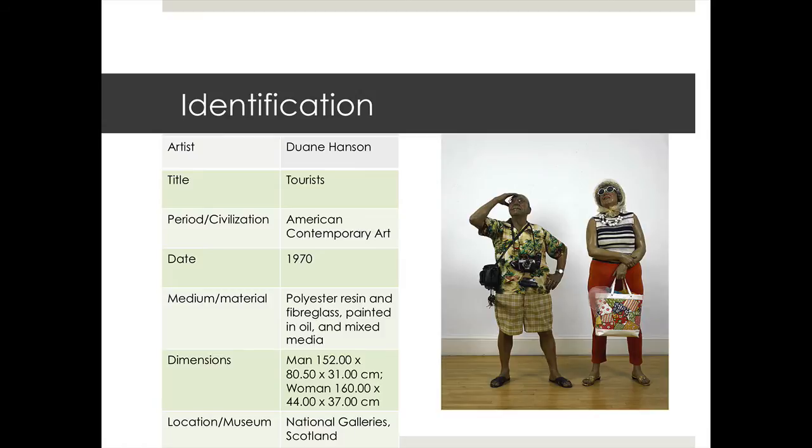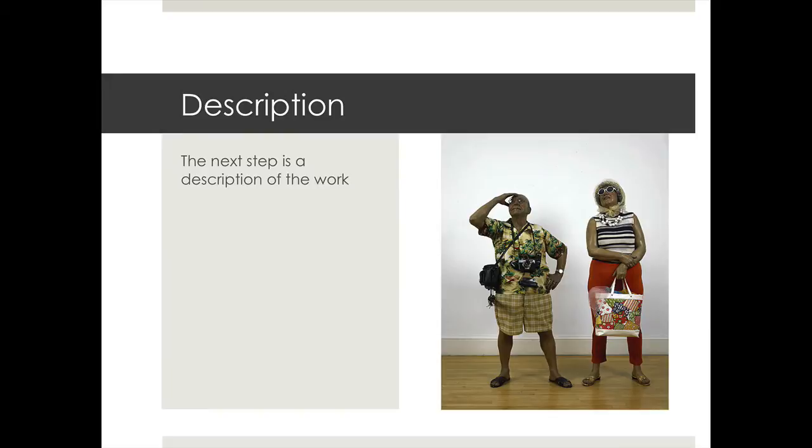Dimensions are often important. This work is life-size. We're going to be looking at works that look really big on the screen, and then we're surprised to discover they're only 4 inches tall. And then the location or museum. Some works of art are still in the place that they were built, Stonehenge, for example. This is a work of art that currently, if we wanted to see it today, we would have to go to the National Galleries of Scotland.